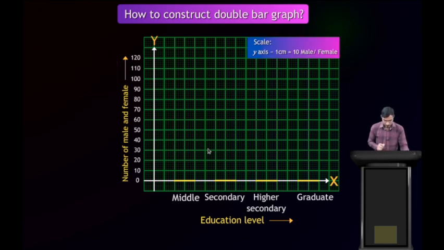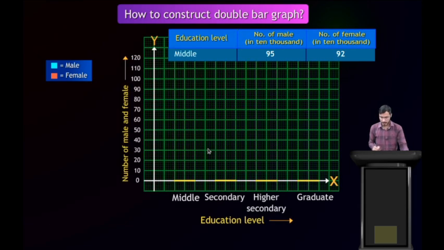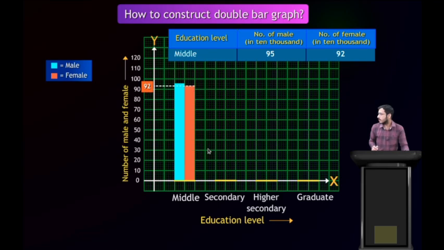So now we'll choose colors. For male, you can see the color here. Now middle education level: the number of males is 95. Taking height as 95, draw a rectangular bar like this. Second one, number of females, 92. Taking 92 as height, draw a rectangular bar like this. Yes, you can see here.